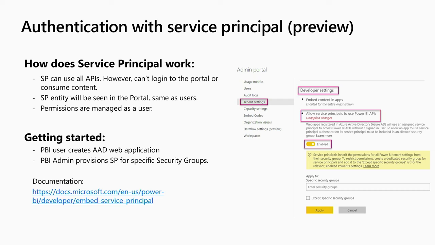Now, after that, if you want to use service principal for a workspace, then just add it, and you will see it just as a regular user. So if you look at the users of that workspace, you will see the service principal there. As I mentioned, you need to be a PBI admin. There's also a link to the documentation here. It's in public preview, and starting in June, it will be GA.